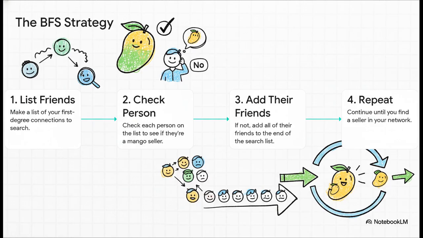This is the BFS strategy in a nutshell. First, you make a list of all your direct friends, your first-degree connections. Then, you start checking them, one by one. You check your friend Alice. Does she sell mangoes? No? Okay. Now here's the crucial part. You take all of Alice's friends and add them to the very end of your search list. Then, you move on to the next person on your original list, and you just keep repeating that process.